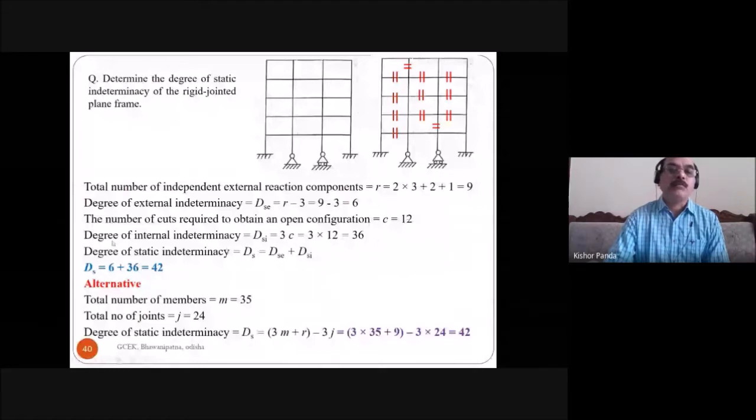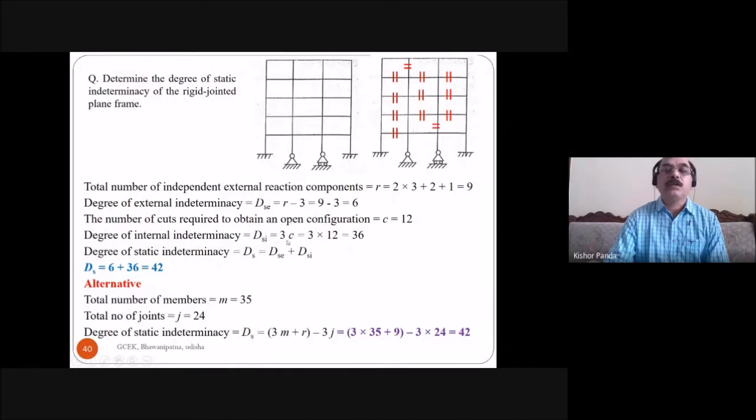Then you can find out the degree of static internal indeterminacy. DSI is equal to 3 into C. For any chord, there is the release of three forces. Already we have discussed in the previous classes. DSI is equal to 3C. So 3 into 12 is equal to 36.